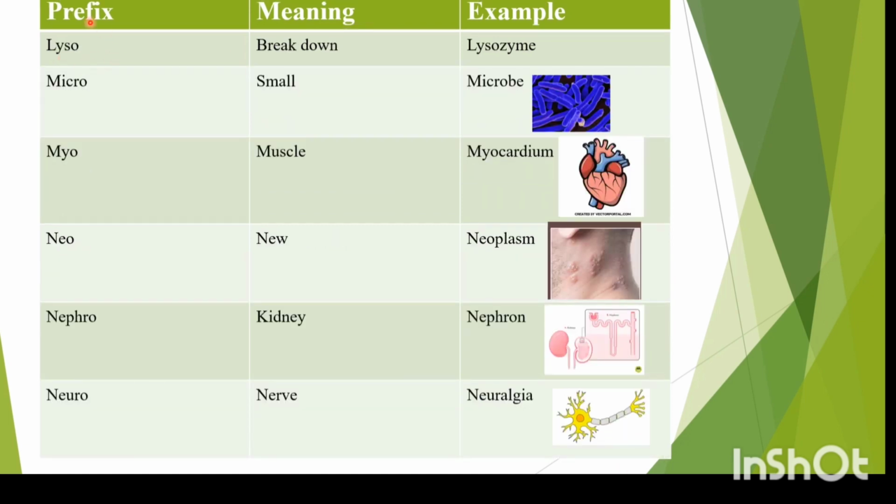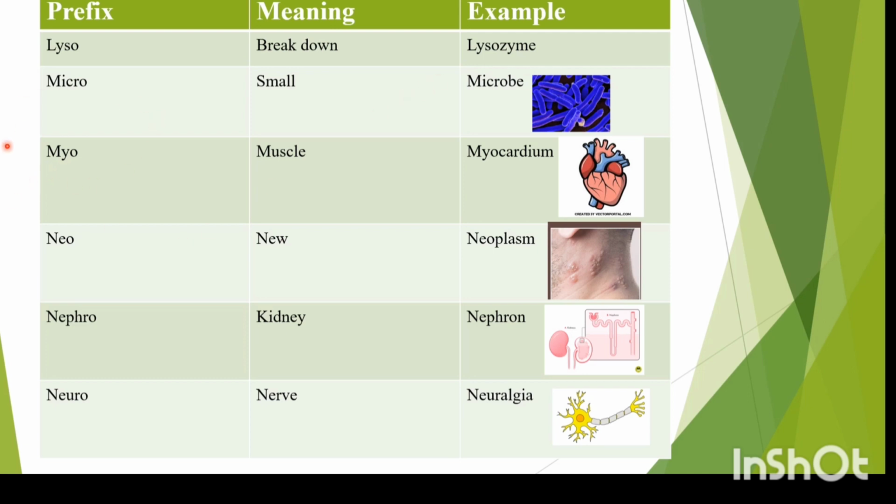Next one is lyso. Lyso means breakdown. Example, lysozyme. Lysozyme means the enzyme that is helpful in the breakdown process. Next one is micro. Micro means small. Example, microbe. This is a small organism. This is called microorganism.